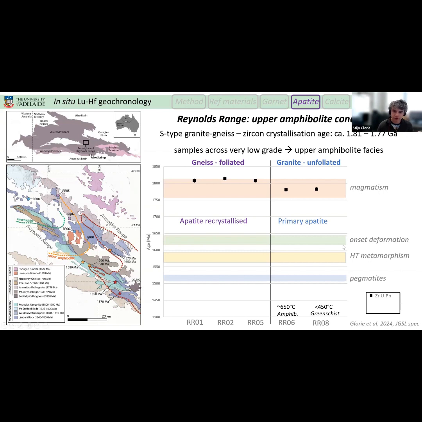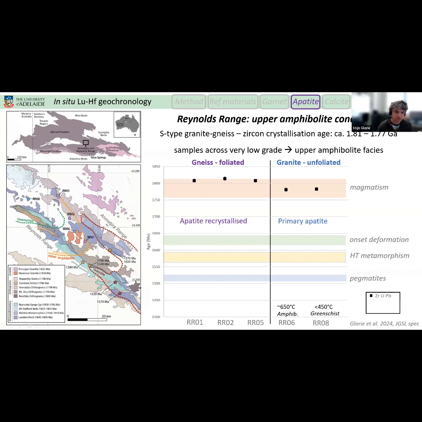But we also know, based on a whole bunch of data sets acquired over several years, that there have been secondary events after magmatism. Obviously, metamorphism has happened afterwards. Deformation, high temperature metamorphism, and there are some pegmatites in the area as well. And these bars here give you roughly the timing of when these things have happened. That's what we know about the study area.